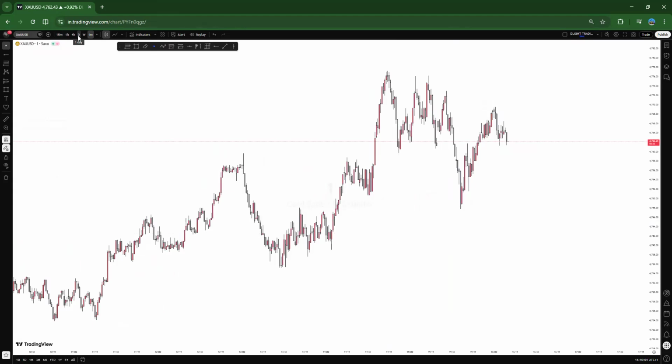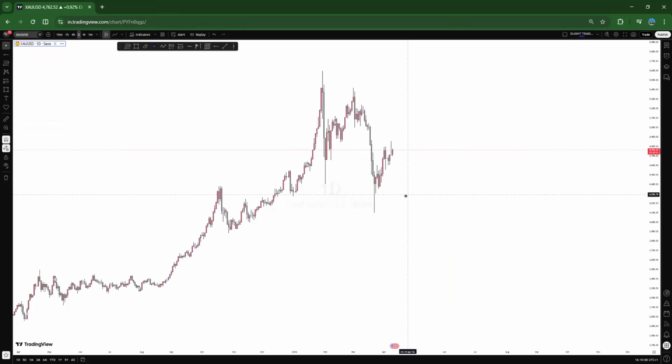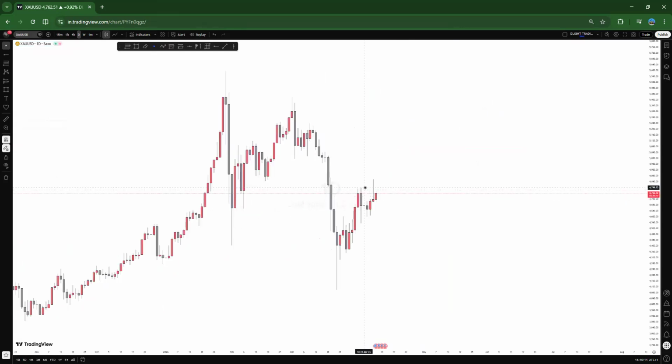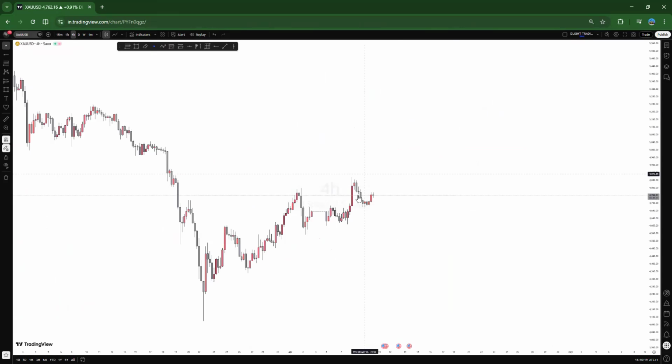Let's go to daily first. Let's see where this market's currently on. Okay, the daily is bullish. Okay, bullish here. Very good. Bullish on the 4 hours. Still bullish, like attempting to buy to the upside. There's an attempt here to buy to the upside. Okay. Now the 15 minutes current structure.